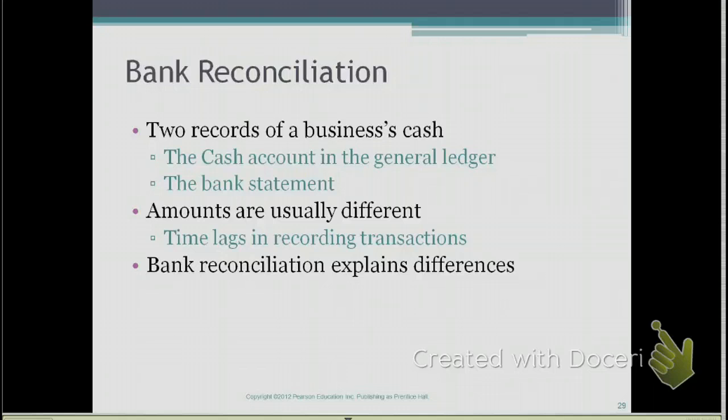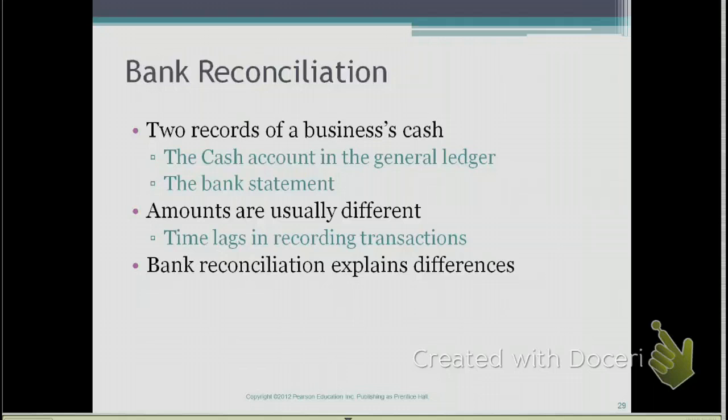Every month, at the end of the month, the bank will send the company a bank statement. That bank statement will have all the cash receipts that went into the account, all the cash withdrawals from the account, and other items such as bank charges and fees. When the business receives the bank statement, they compare it to their cash account, their general ledger account. And if the ending balances are the same, that means that every transaction that hit your books has also gone through the bank, and then there's nothing to do.